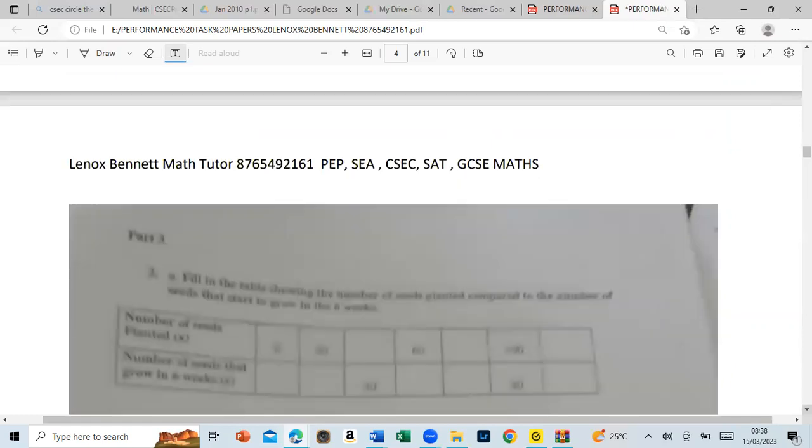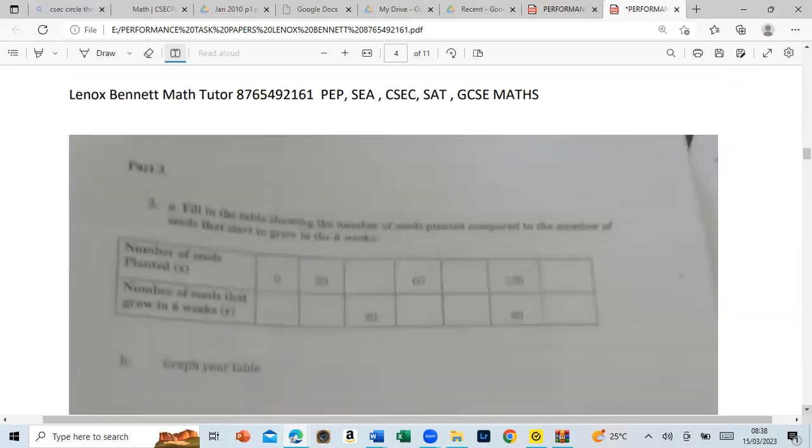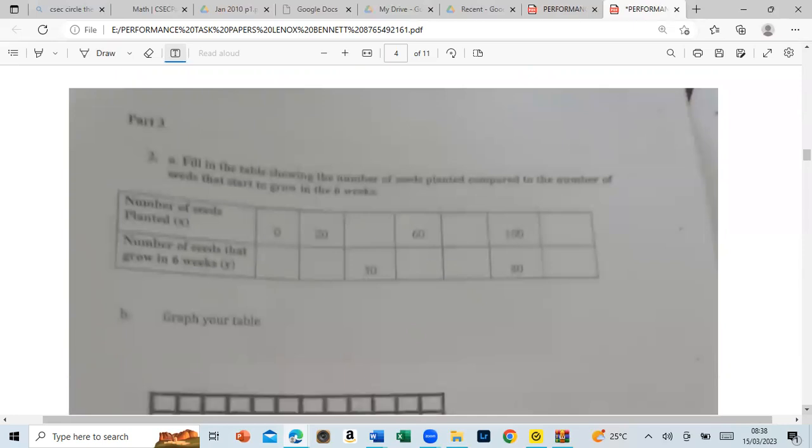And this is part 3. This is the instruction about that. It said fill in the table showing the number of seeds planted compared to the number of seeds that start to grow in 6 weeks. So they want this part. I don't know why it's so blurry. I'm so sorry about that.